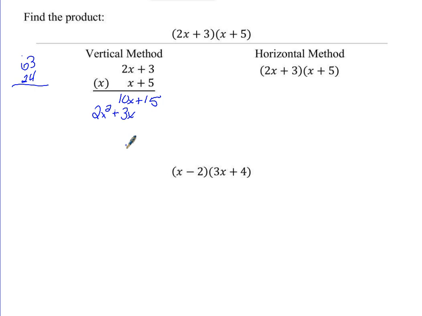And now what am I going to do? Add them together, which is combine like terms. So I draw a little line here, and I add these things together. Nothing plus 2x squared is just 2x squared. 10x plus 3x is plus 13x. And then 15 plus 0 is just 15. Plus 15. There's your answer.